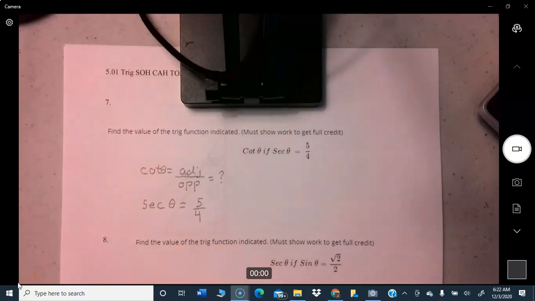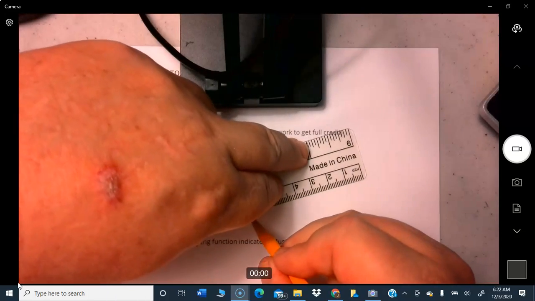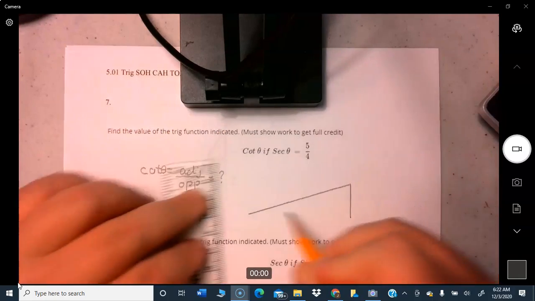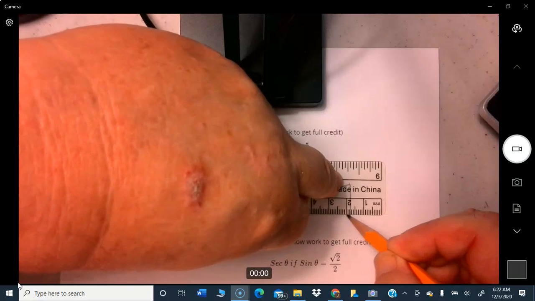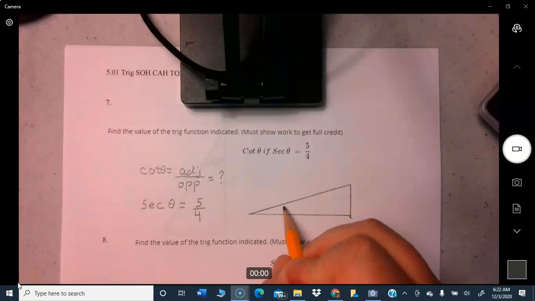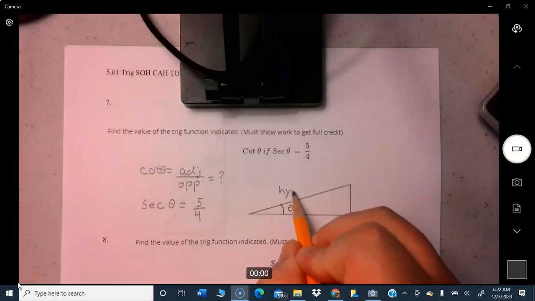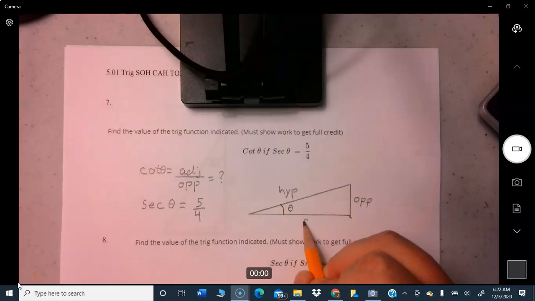Okay, so what we're going to do is draw a triangle. And this is always the way when I draw my standard triangle. You do it any way you want. I do it with the angle down here in the lower left. That's just the way I'm used to doing it. But it doesn't matter. It matters where the hypotenuse is, where the adjacent is, and where the opposite is. Okay, so I'm going to call this angle theta here. And this is the hypotenuse. And this is the opposite. And this is the adjacent.